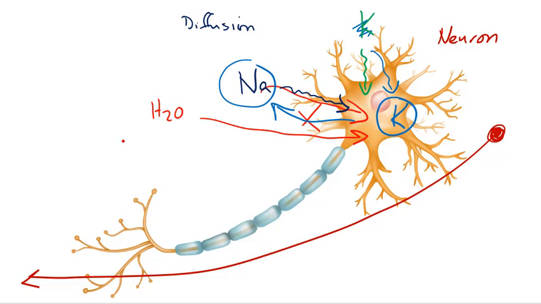Our cells need energy to fuel the processes that let them do their job and to maintain a stable chemical environment. That's it for this lesson.